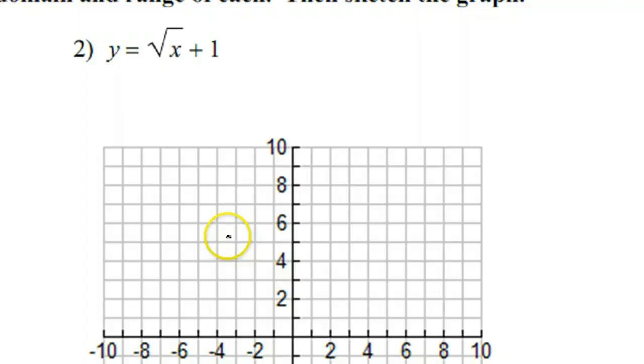Alright, so again for number 2, let's start by sketching the skeleton of the parent function, which is 0, 0, and then over 1, 3, 5. Okay, it's worthwhile to memorize the parent function. And then this means it's going to be a shift up 1. So if I take the parent function and shift up 1, then that's just going to be here, here, here, and here.